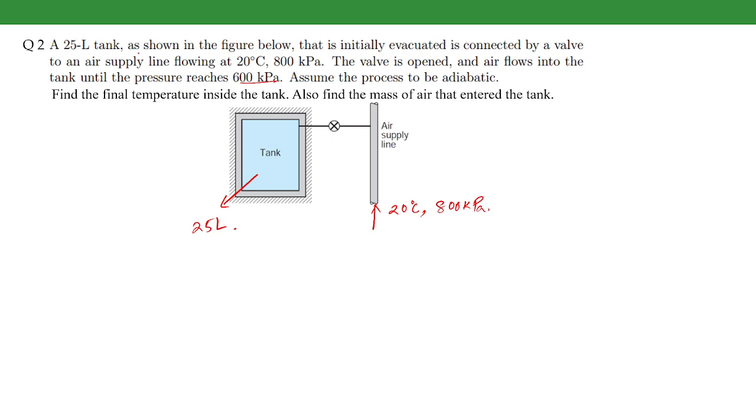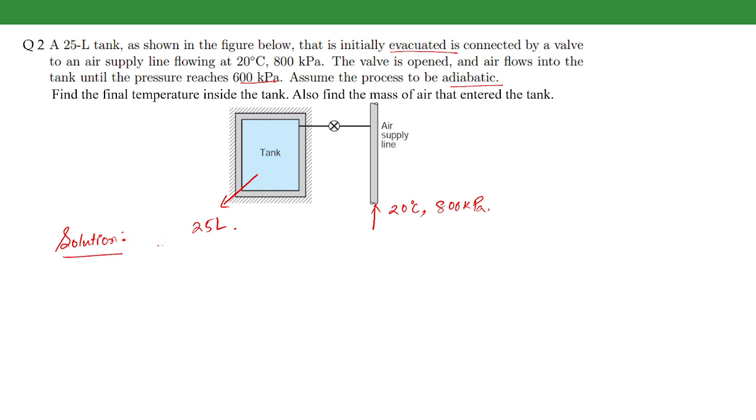And initially it is evacuated and finally it has a pressure of 600 kilopascal. The process here is adiabatic. We have to determine what is the final temperature inside the tank and also what is the mass that has entered the tank. Okay, so let us start with the mass conservation equation first.